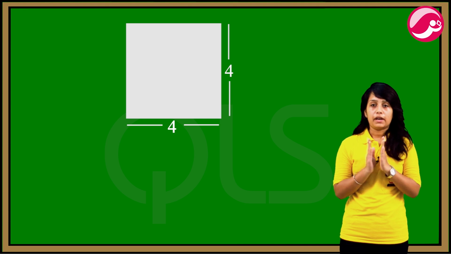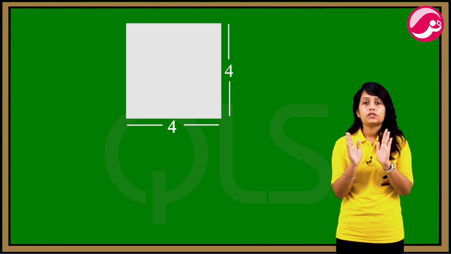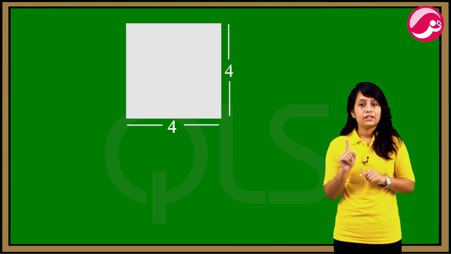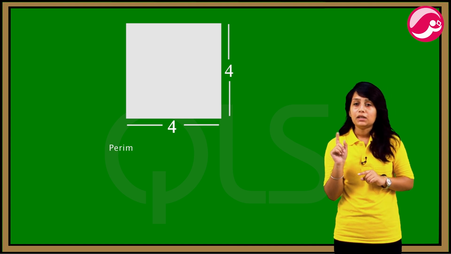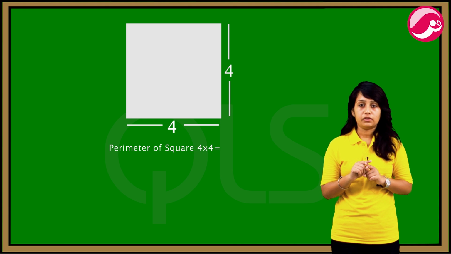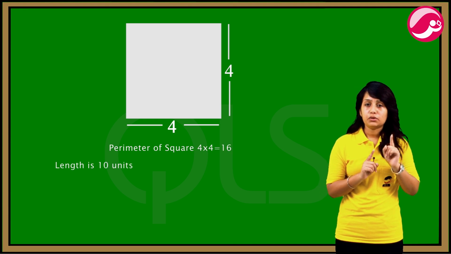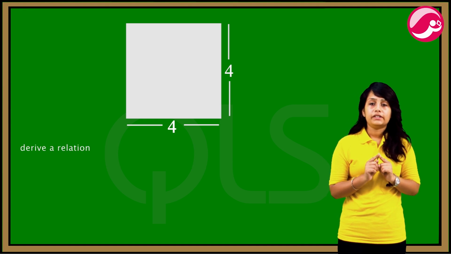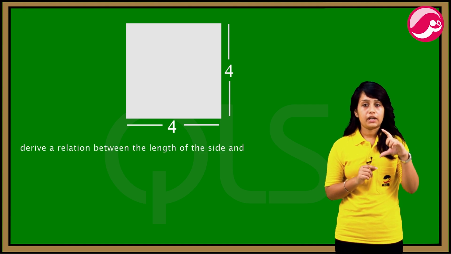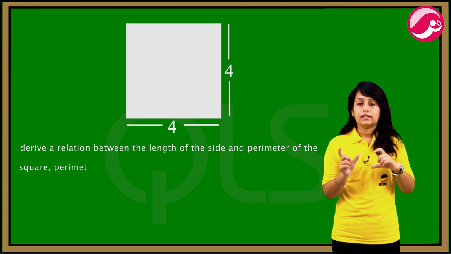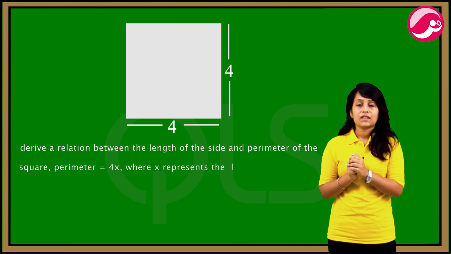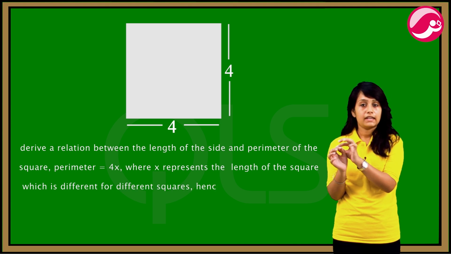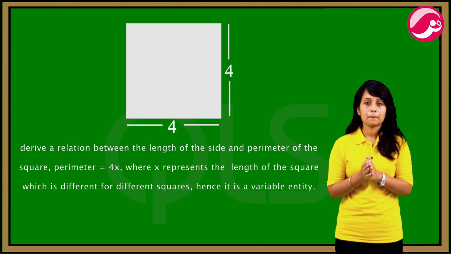Now let us consider a square. Since the perimeter of the square is obtained by multiplying the length of the sides of the square with 4, if the length of the sides is 4 units, then the perimeter would be 4 into 4, that is 16 units. Similarly, if length is 10 units, then perimeter would be 4 into 10, that is 40 units. So the perimeter would be equal to 4x, where x represents the length of the square, which is different for different squares. Hence it is a variable entity.